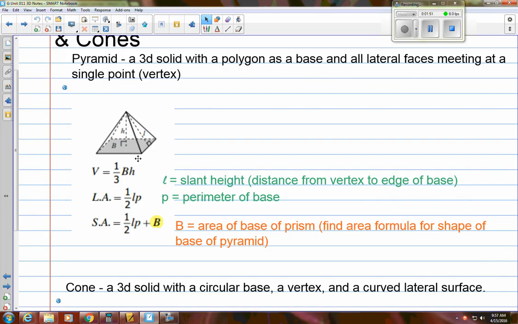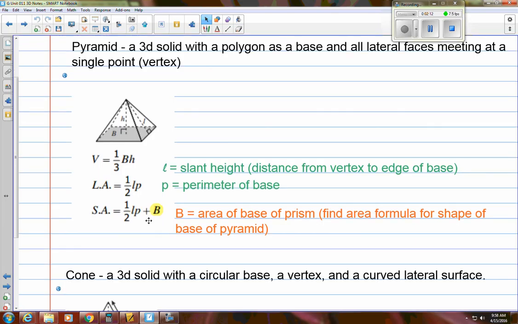And the perimeter stands for the perimeter of the base. And of course, the capital B is the area of the base of the prism. So you'll find the area formula for whatever shape your base is for your particular pyramid. So if it's a triangle, you would use the area formula for a triangle. In this case, if it's a square, you would use the area formula for a square, or a rectangle. Those are the most common ones.